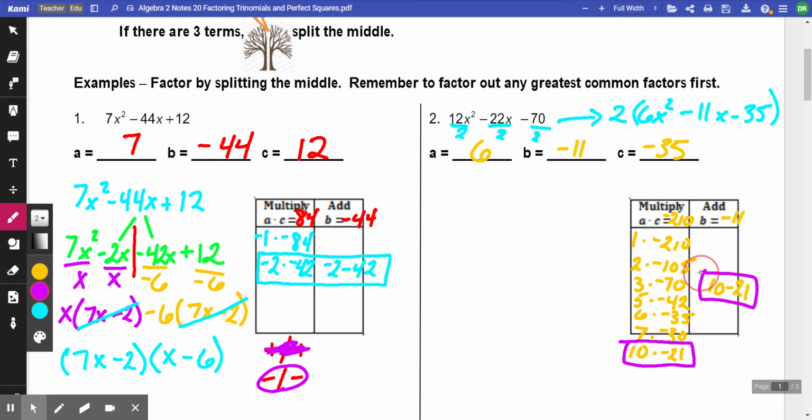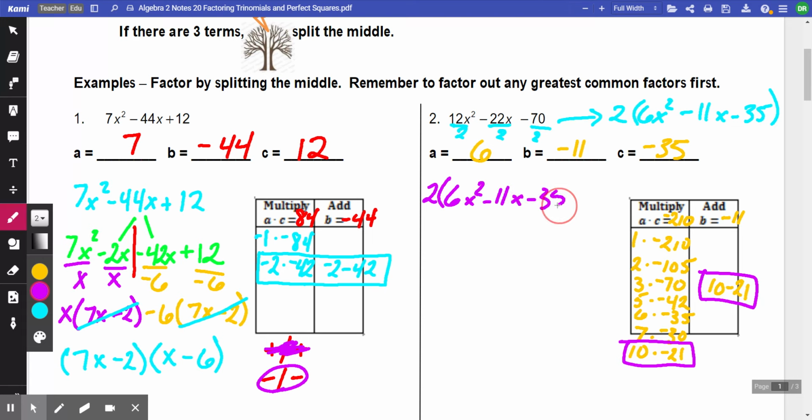And so we are ready to go ahead and split the middle with our new polynomial. So let's go ahead and bring down this rewrite of our polynomial where we had a 2 that we had brought out times 6x squared minus 11x minus 35.